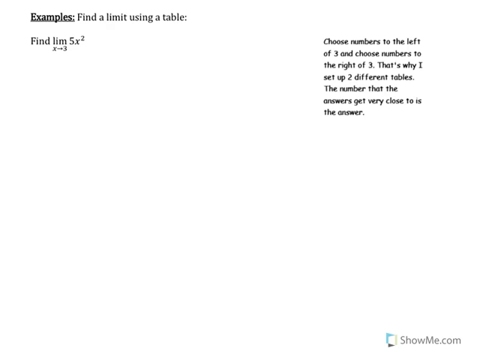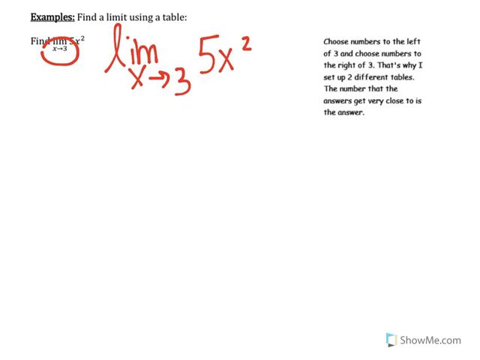Our first example says we are finding the limit as x approaches 3 of 5x squared. The limit as x approaches 3 of 5x squared. If you notice, there is no equals here. That's the part you're trying to find. When you're finding a limit, you're trying to see what it is equal to. What is the limit as x approaches 3 for that function?